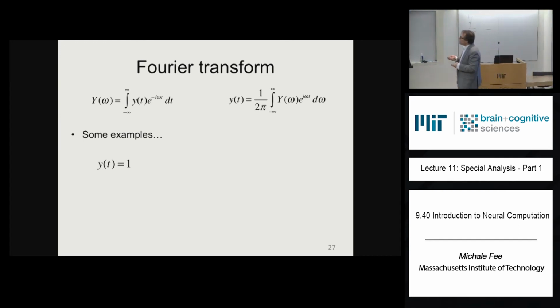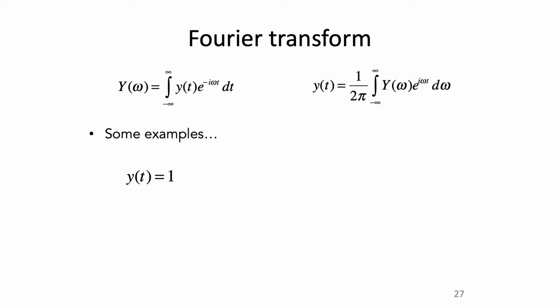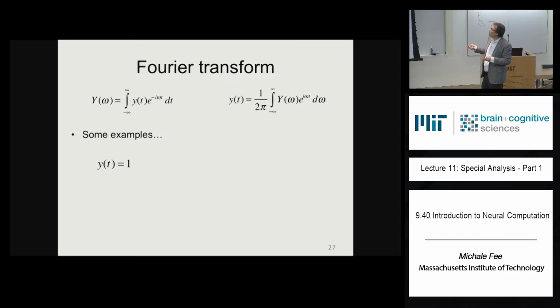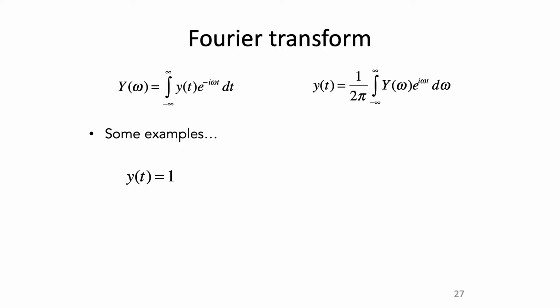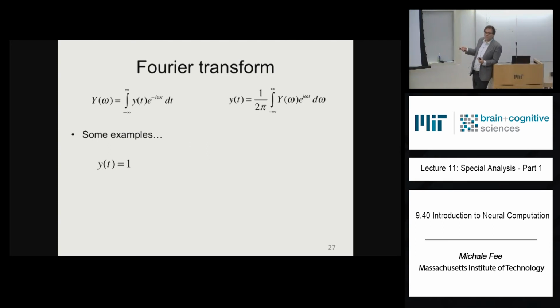So let's start with the function y of t equals 1, so it's just a constant. What is the Fourier transform? So let's plug this into here. Does anyone know what that integral looks like, the integral from minus infinity to infinity of e to the minus i omega t dt, integrating over time? It's a delta function. There's only one value of omega for which that function is not 0.